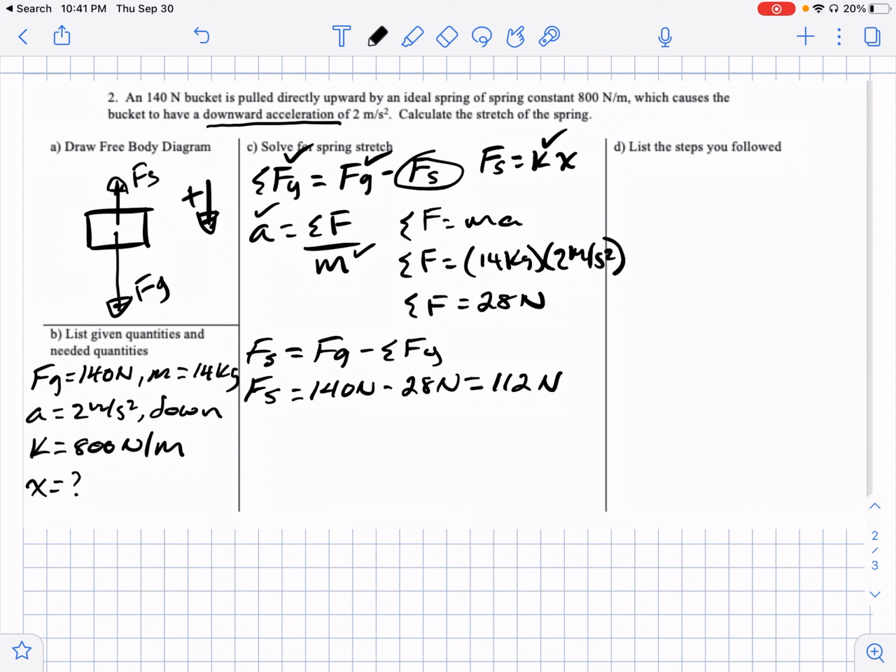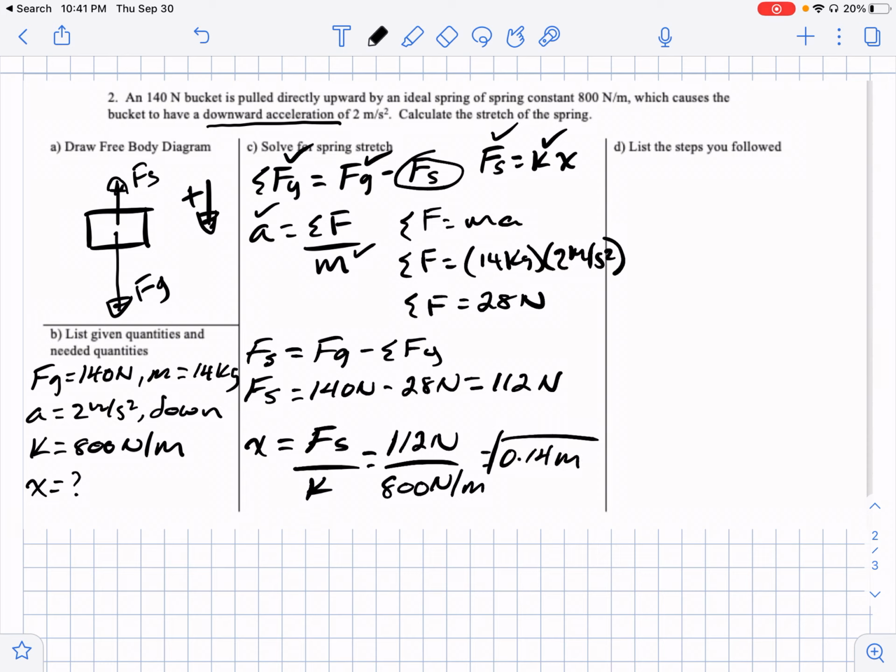So now we have the force of the spring, we have that spring constant, and I can solve for the stretch. So your stretch is going to equal the force of the spring divided by your spring constant. So 112 newtons divided by 800 newtons per meter. And you end up with 0.14 meters.